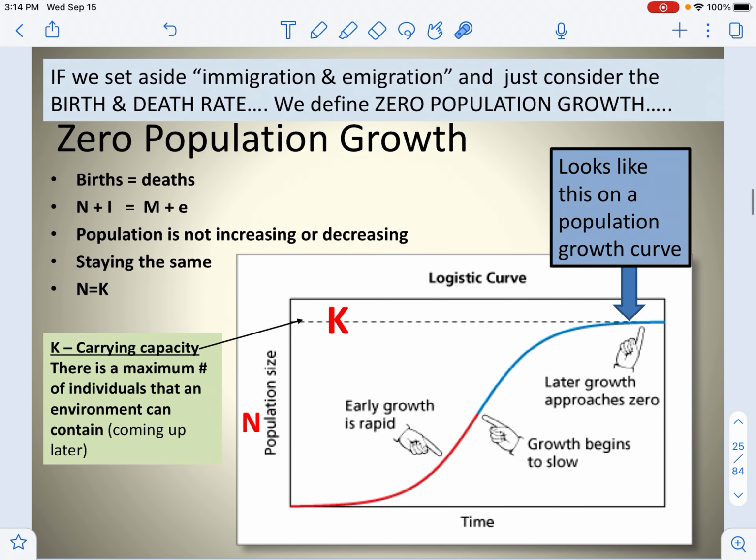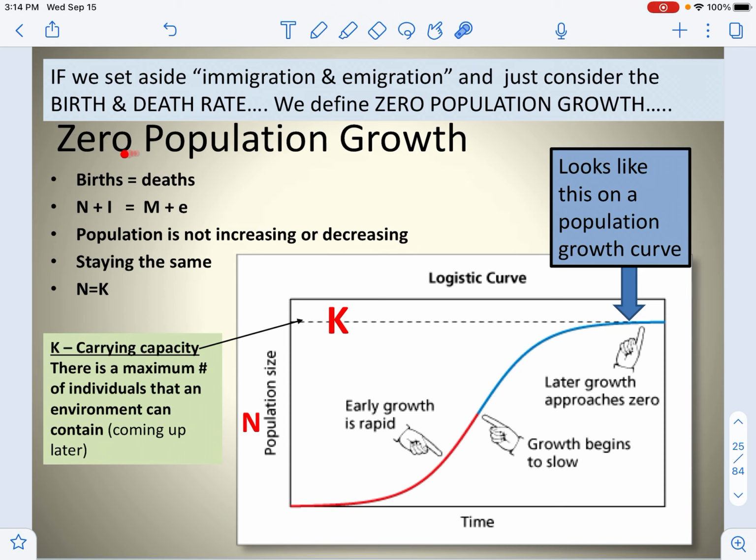Sometimes we set aside immigration and emigration and just consider the birth rate and the death rate. That's often when we're calculating the growth rate using our equations, which we'll do in a little bit. They don't factor in immigration and emigration. We're often just talking about births and deaths. But these are all just different ways to define zero population growth.